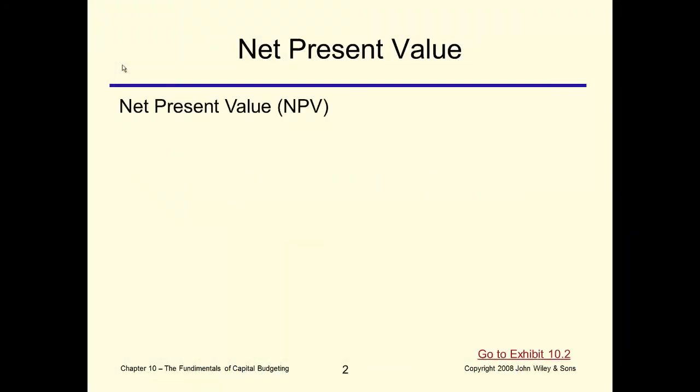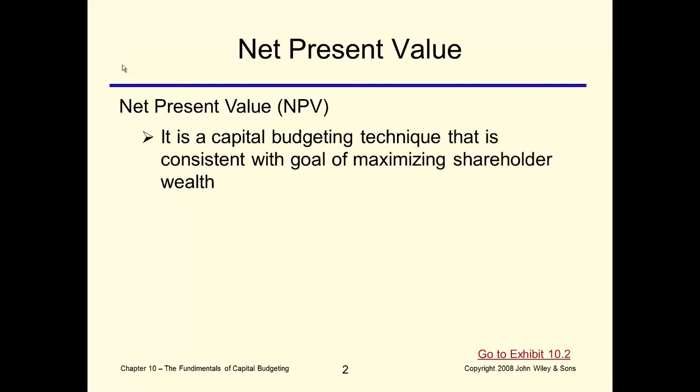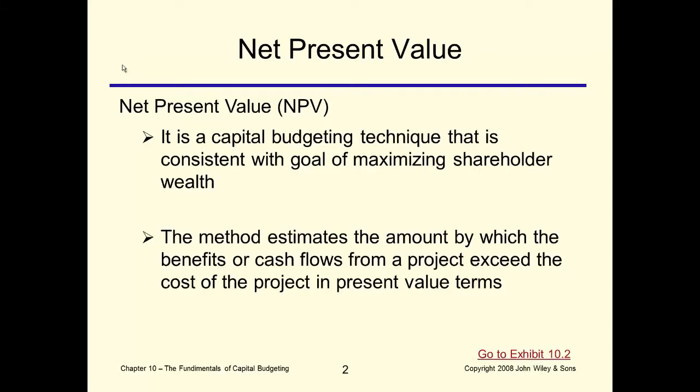Net present value is a capital budgeting technique that is consistent with the goal of maximizing shareholder wealth. And we know, based on the principal-agent relationship, that should be the goal of the manager, to maximize long-term shareholder wealth. What we try to do with NPV, we look at the benefits and the costs of potential projects. We compare those, we do that in present value terms, and we see if we took this project on today, would the company be better off or worse off?